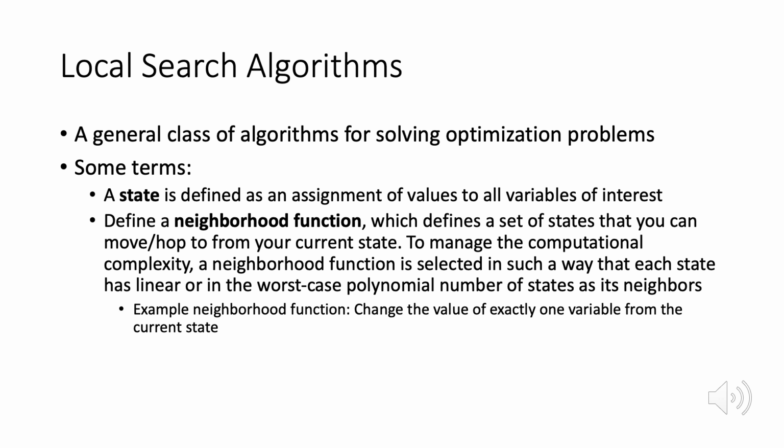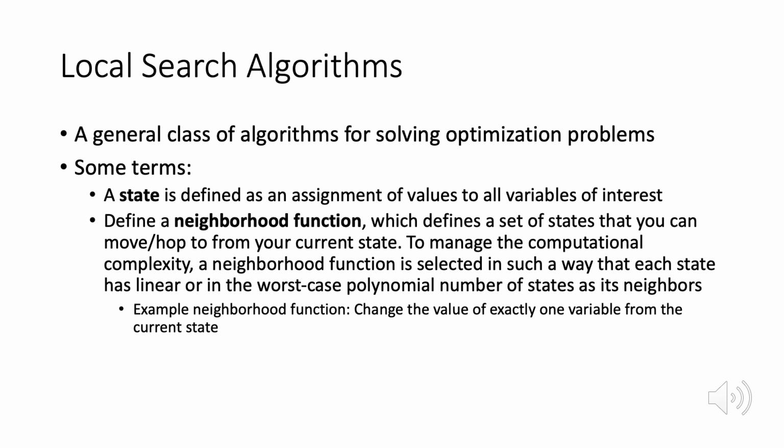To manage the computational complexity, and remember we always want our computational complexity to be small, we will select neighborhood functions in such a way that each state has a linear, or in the worst case polynomial, number of states as its neighbors. As we'll see, this is important because if we don't insist on this, our algorithm will be exponential in the worst case.